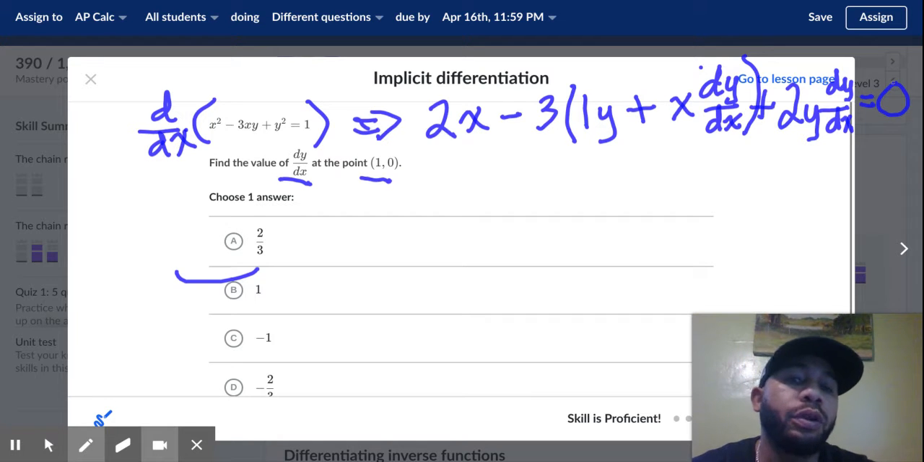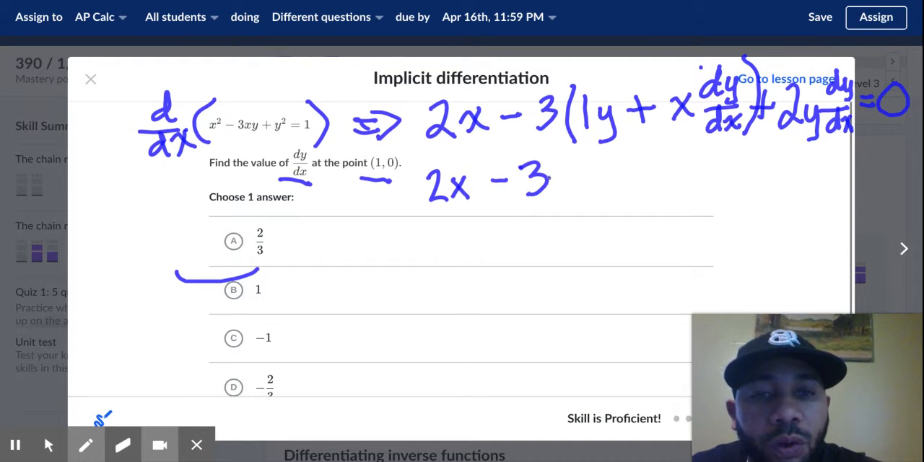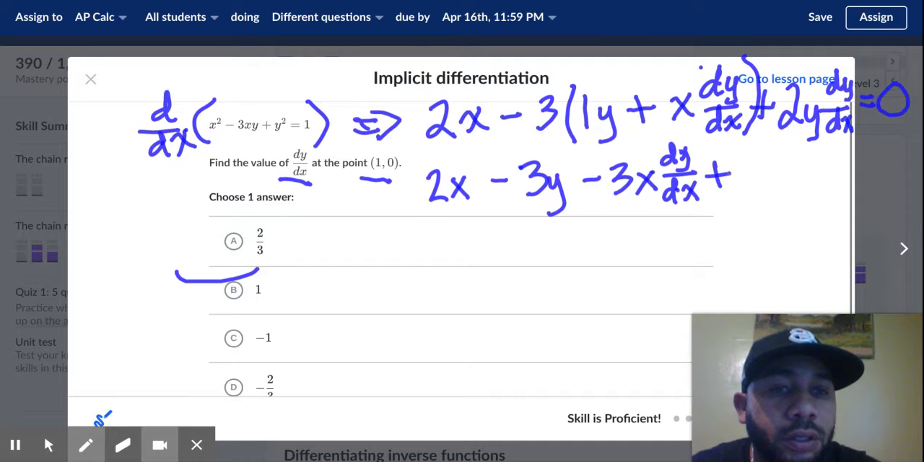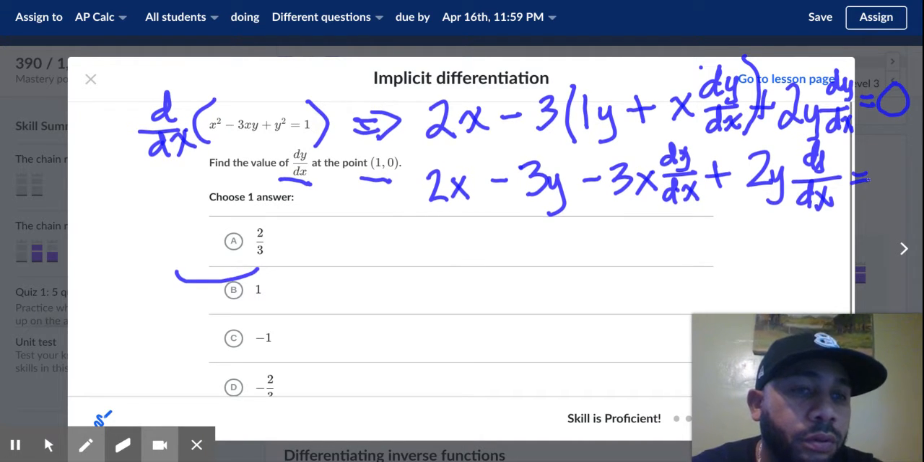Okay, so now when we work all this out, we're going to end up with 2x. We're going to use the distributive property here. So minus 3y minus 3x dy/dx plus 2y dy/dx is equal to 0.